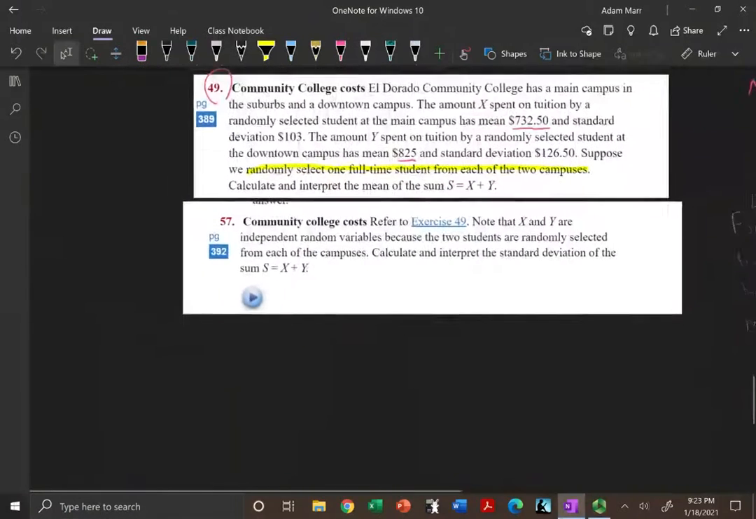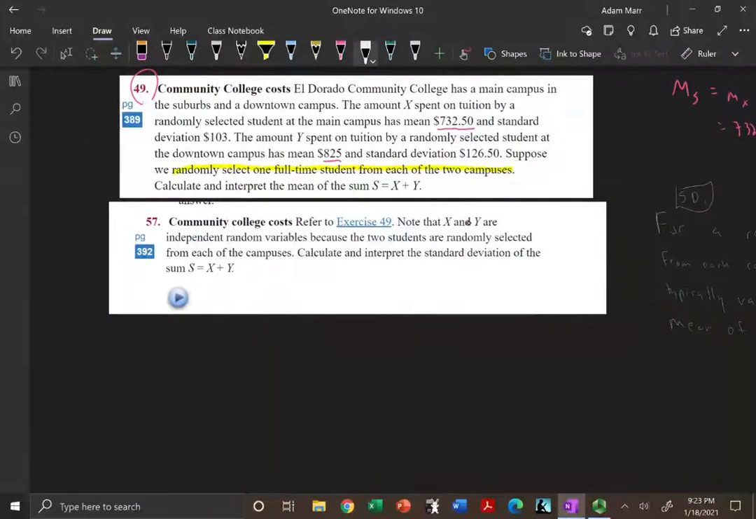All right, so refer to this exercise here, which is 49. Note that X and Y are independent random variables because the two students are randomly selected from each of the campuses. No problem. Okay, so it says calculate and interpret the standard deviation of the sum S equals X plus Y. All right, so once again, it's telling us that the standard deviation for X looks like it's 103. So let me just note that.